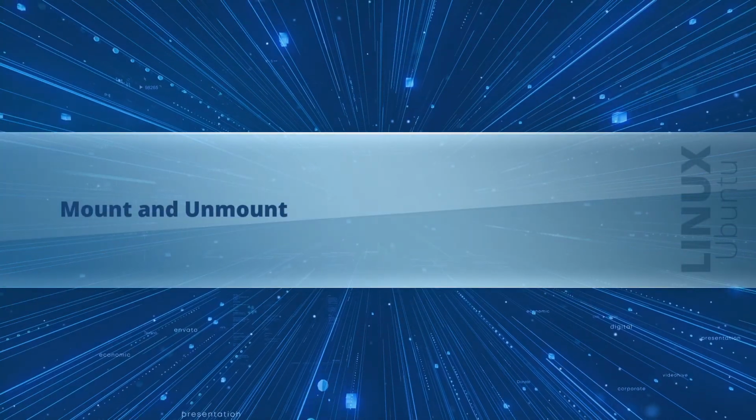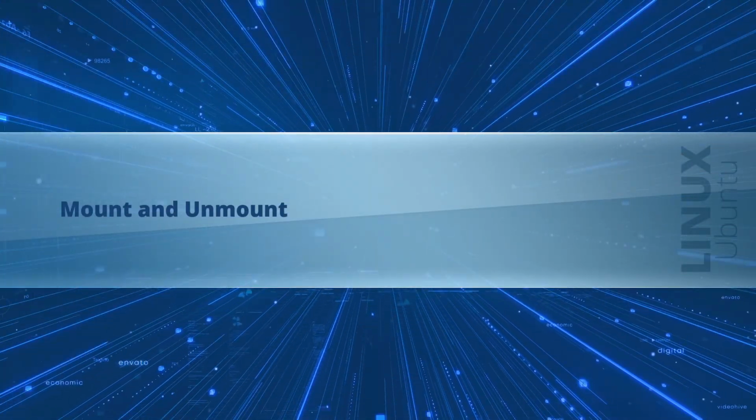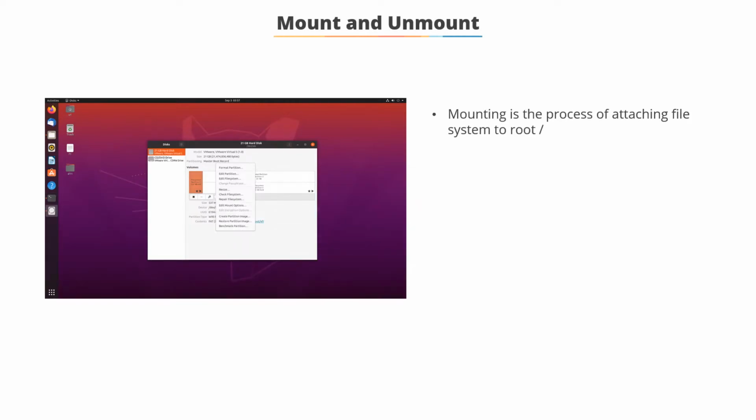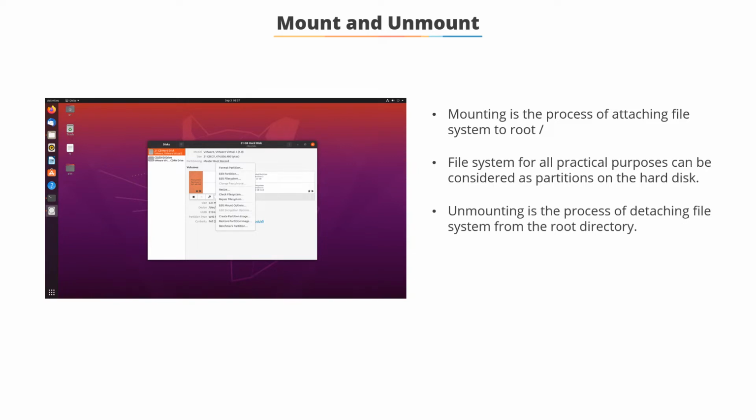Now, let's learn about mounting and unmounting. Mounting refers to the process of attaching the file system to root. The file system for all practical purposes can be considered partitions on the hard disk. Unmounting refers to the process of detaching the file system from the root directory. You can use the command #umount file system mount point name to unmount the file system.